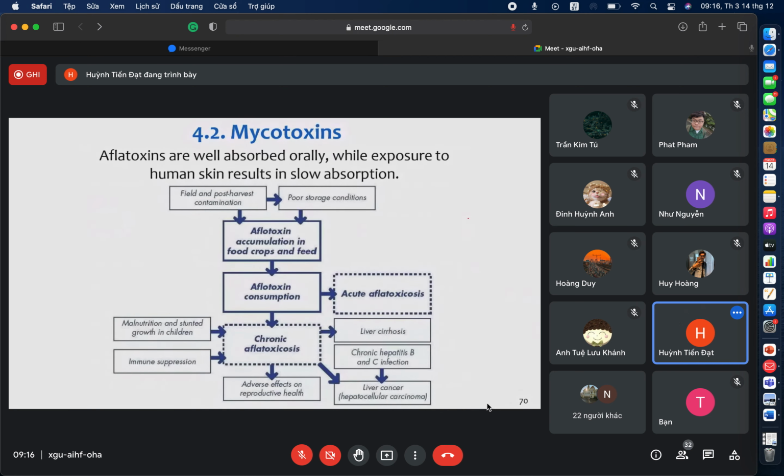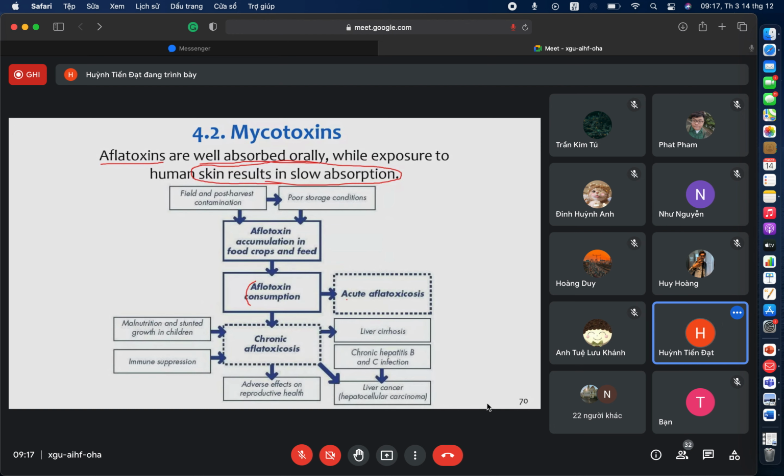So we talk about aflatoxin a lot. It is well absorbed. Why is it well absorbed through food? Because it is lipophilic and fat soluble. Why is there exposure through human skin? Also because it is lipophilic. If you come in contact with it, it can also be absorbed through the skin, even if slowly. So aflatoxin can accumulate in food crops and feed, and then enter consumption.